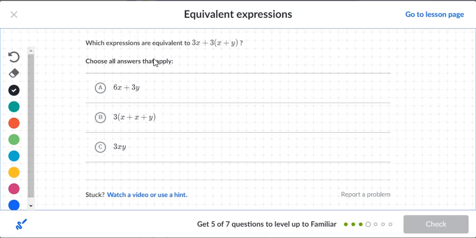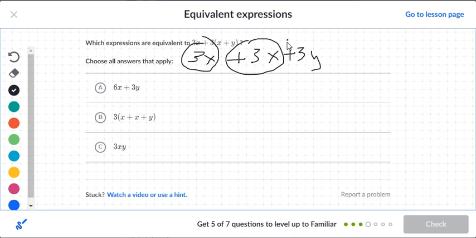Which expressions are equivalent to 3x plus 3 times x plus y? Right here you've got your 3x. You have your 3x plus your 3y. Now notice that you can combine these together. We can put circles around those. We can put a box here. So at the end you get 6x plus 3y.